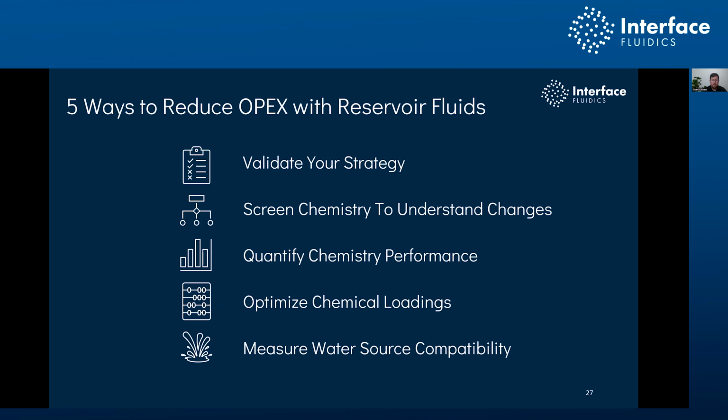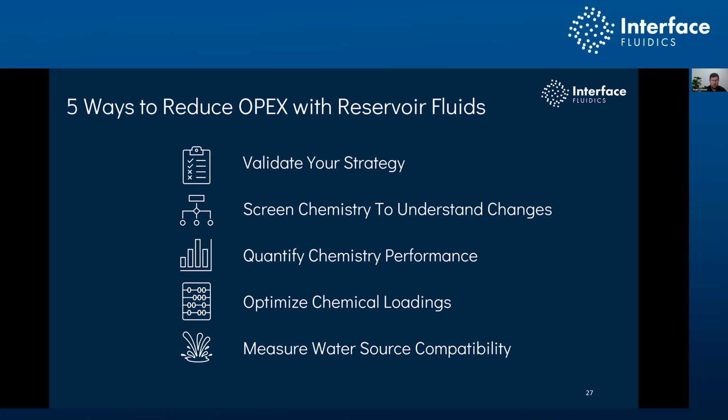And third, of course, is if you're wondering how to quantify the difference between two chemistries that both appear to be performing really well. Interface's sensitivity is higher than traditional tools, so we can see the difference between high performing products more effectively than traditional tools. This allows you to then optimize your chemical loadings. So if you have a chemistry company saying we want to do XYZ as the loading, you'd like a third-party validation to understand the how and the why of that recommendation. We're happy to come in and do that.